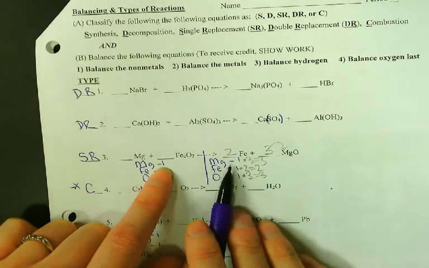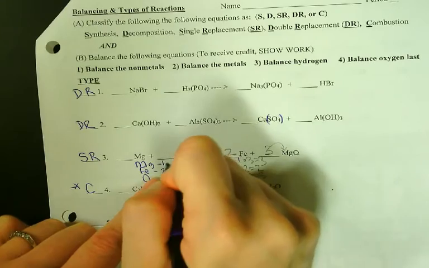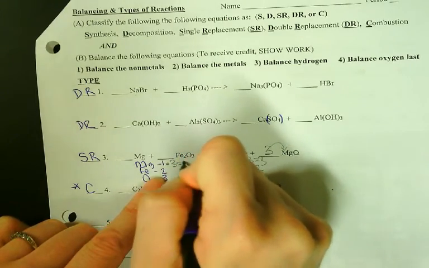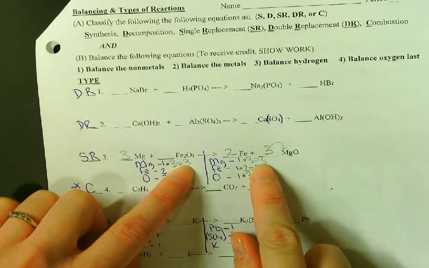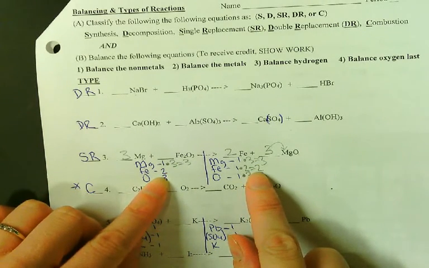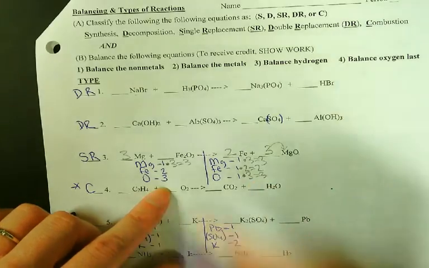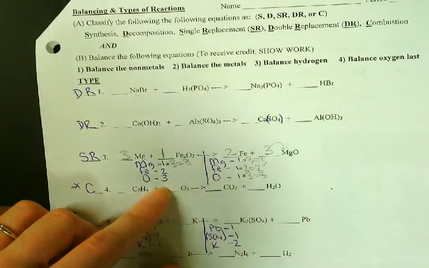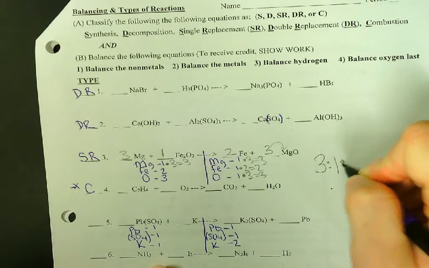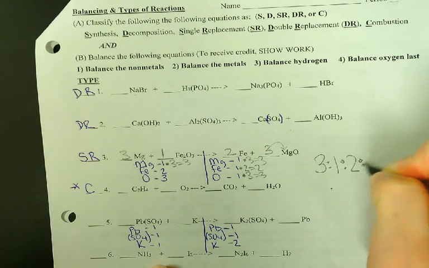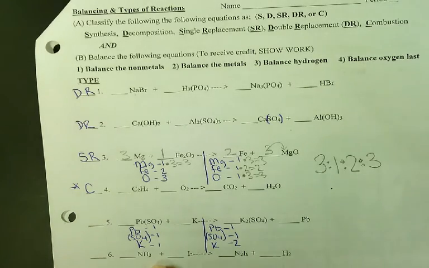So even though I had to balance magnesium, I now need to rebalance magnesium, which happens by multiplying it by 3. And then I have 3 and 3 for magnesiums, 2 and 2 for irons, 3 and 3 for oxygens. So I can come back and make that one a 1. So it is 3 to 1 to 2 to 3. Remember, you're not getting any credit if you're not showing work on these.